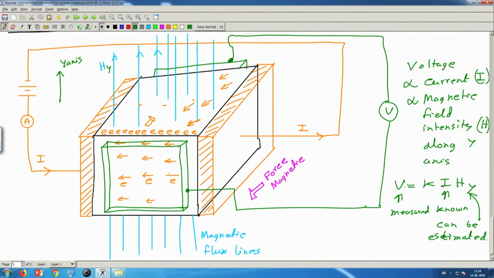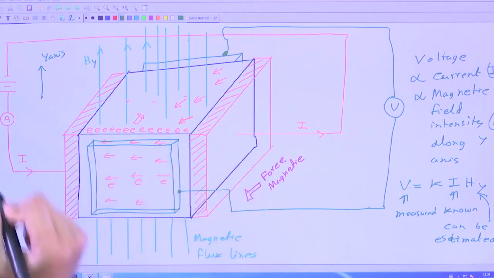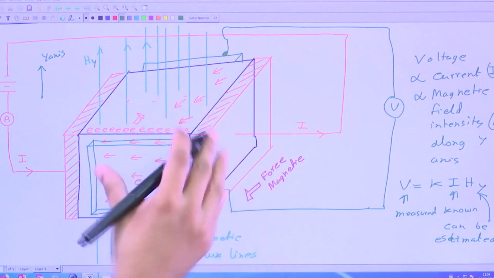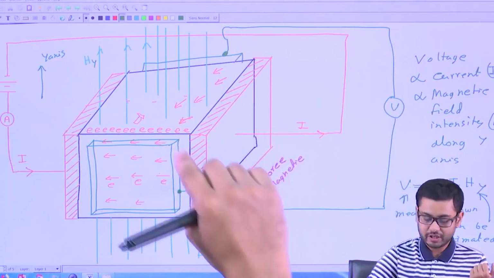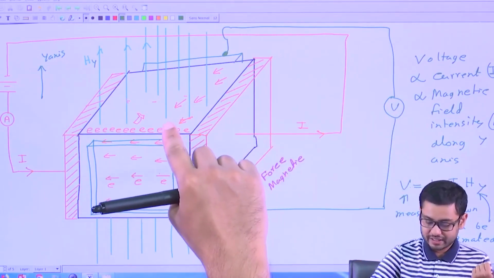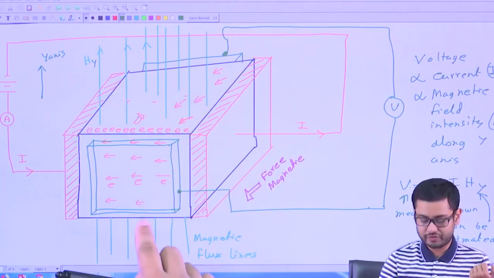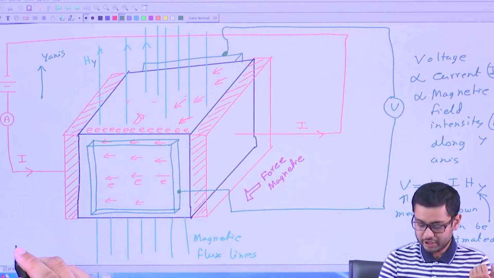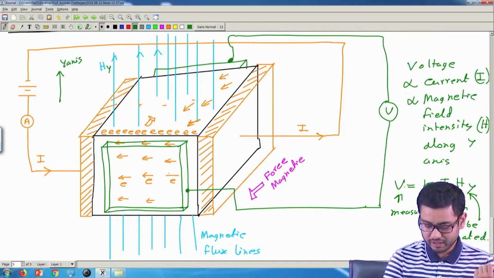So this is a phenomenon called the Hall effect, with which we can measure magnetic field intensity, and this measurement is direction sensitive. If I put this block in different orientations, the voltage generated here will depend solely on the component of H in this direction, not on any other H. So this is what Hall effect sensors are. Thank you.